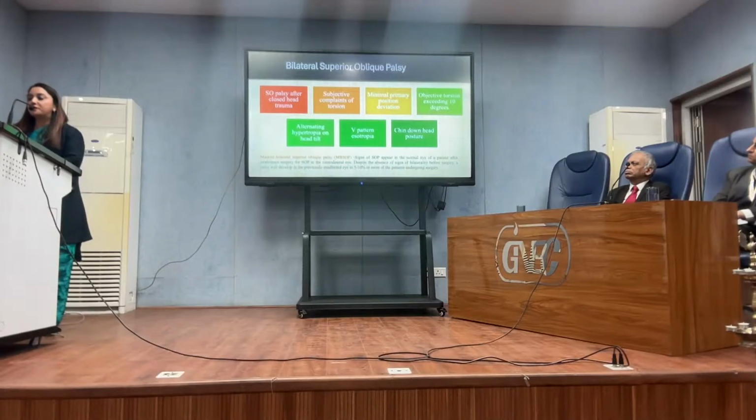A very important and often missed and overlooked entity is a masked bilateral superior oblique palsy. So signs of superior oblique palsy appear in the normal eye of a patient after strabismus surgery for a unilateral SOP in the contralateral eye, despite the absence of signs bilaterally before surgery.